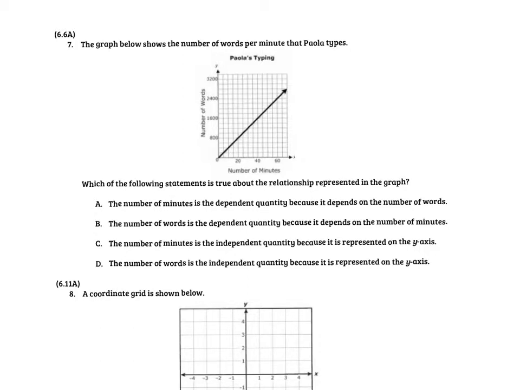A, the number of words is the dependent quantity because it depends on the number of words. B, the number of words is the dependent quantity because it depends on the number of minutes. C, the number of minutes is the independent quantity because it is represented on the y-axis. D, the number of words is the independent quantity because it is represented on the y-axis.